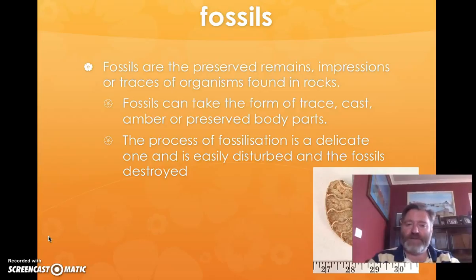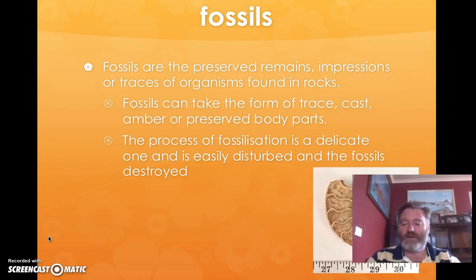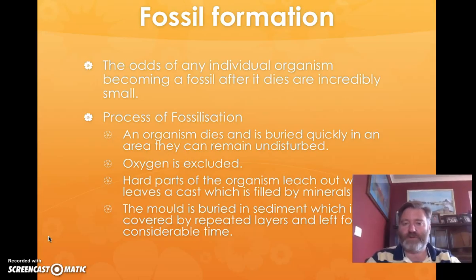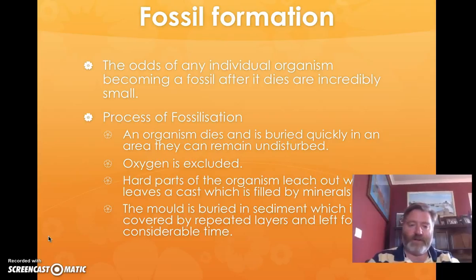Fossils, of course, are the classic, and we're all aware of fossils, but unfortunately fossils are really hard to form. They can be trace fossils, cast fossils, amber, and even preserved body parts. But the process of fossilization is a really, really delicate one, and of course, dead bodies are quite quickly disturbed by animals foraging for them. So an organism needs to die and be buried really quickly in an area that can remain undisturbed.